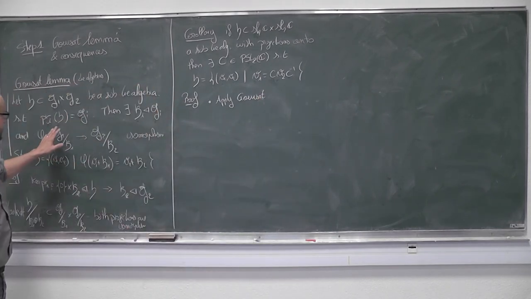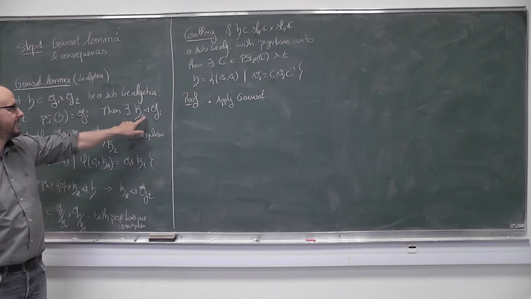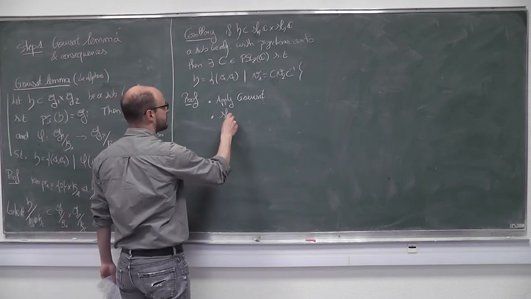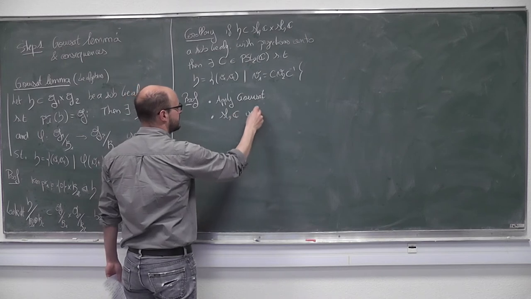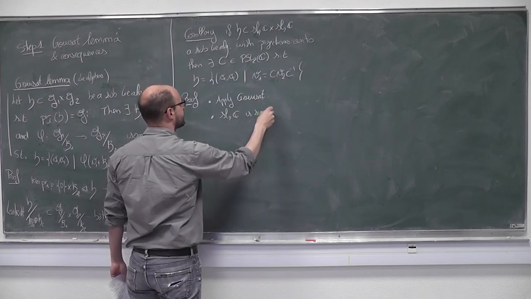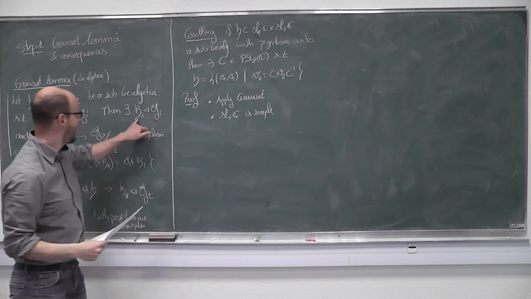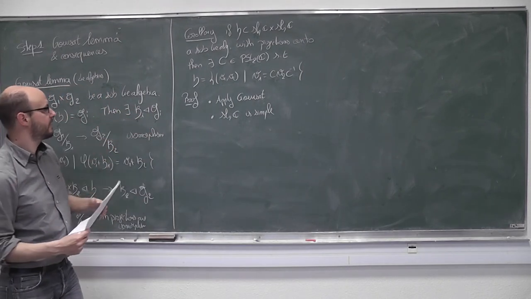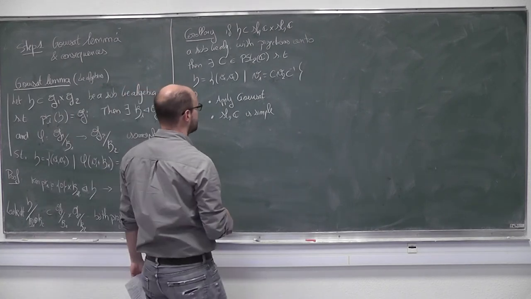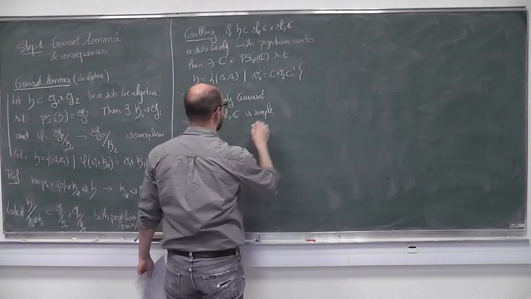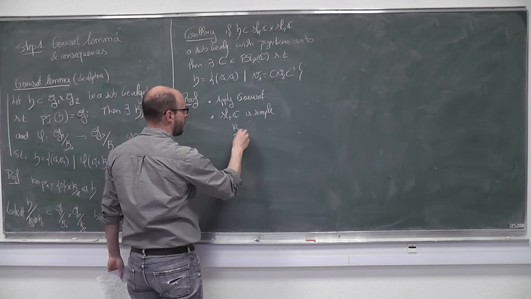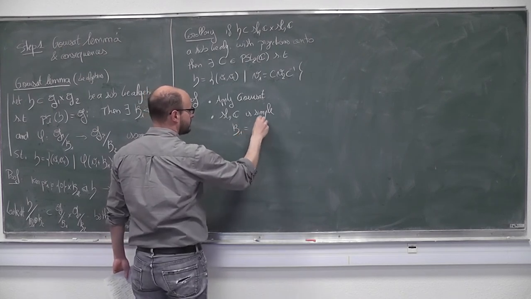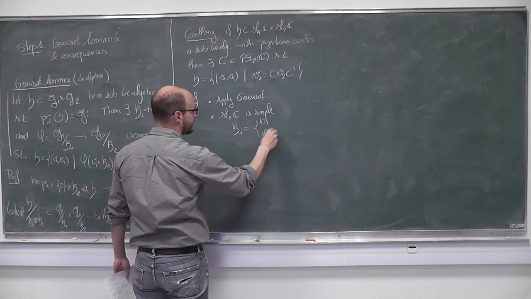And then applying Bursa, you get these two ideals. But SL2 of C is simple, meaning that the only possibilities for ideals are the two trivial possibilities. So this means K1 is either zero or everything.